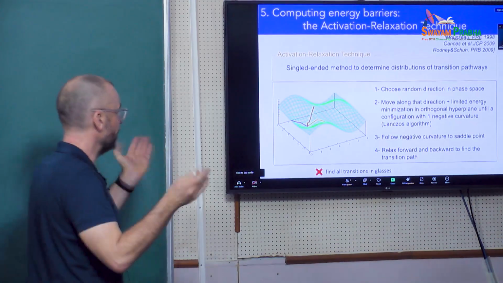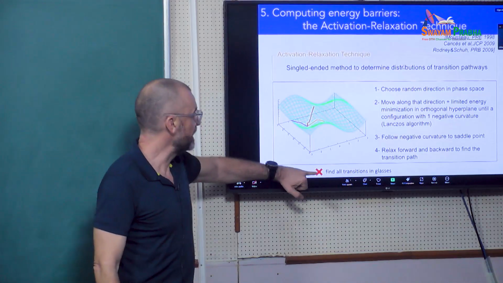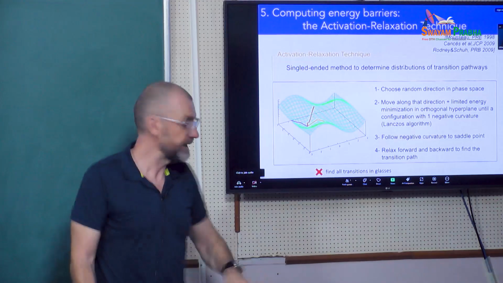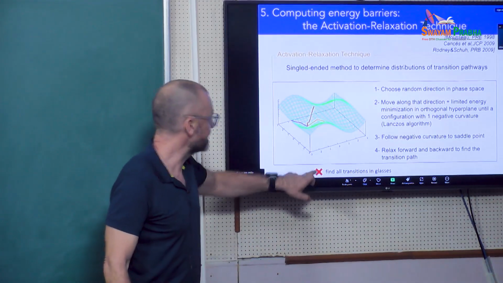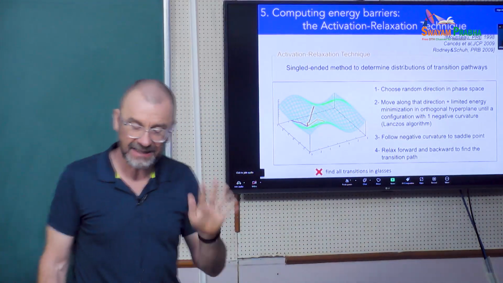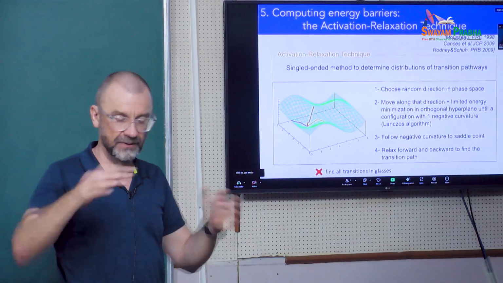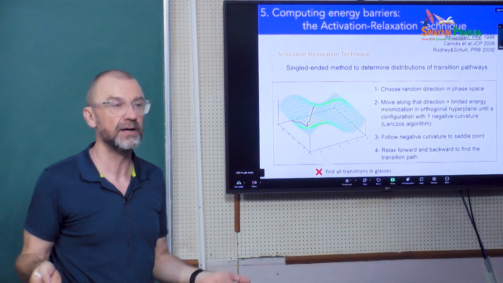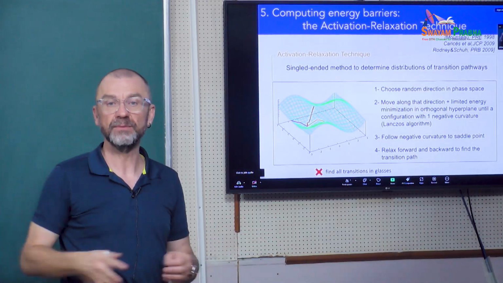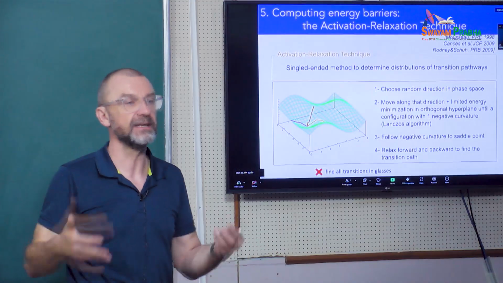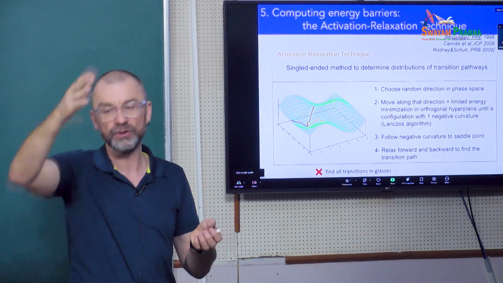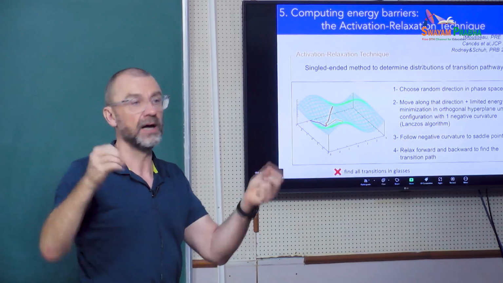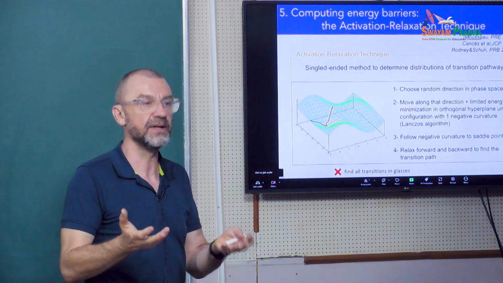I know for a big enough glass that I will never be able to get all the transitions, and it's hidden here, but there's a line saying that at least I can sample enough activated states to have a representative distribution. And then I can draw distributions of activation energies, and I know that the distribution of activation energies will converge after a few thousand activated states. So that's basically what we have done.